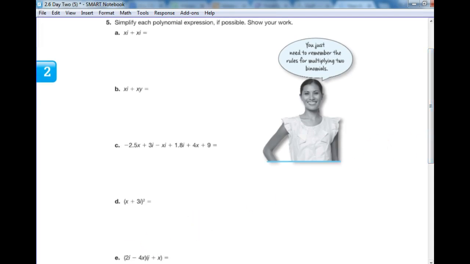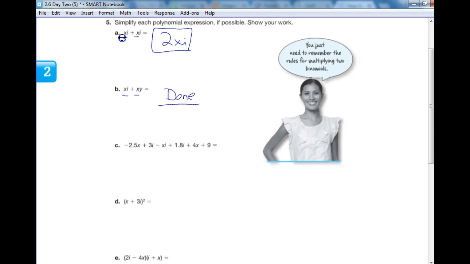We are back online. So as you're simplifying these, I'm thinking everybody's identifying those as like terms, and I got 2 xi's. And hopefully we're identifying xi and xy are not like terms. This is done.